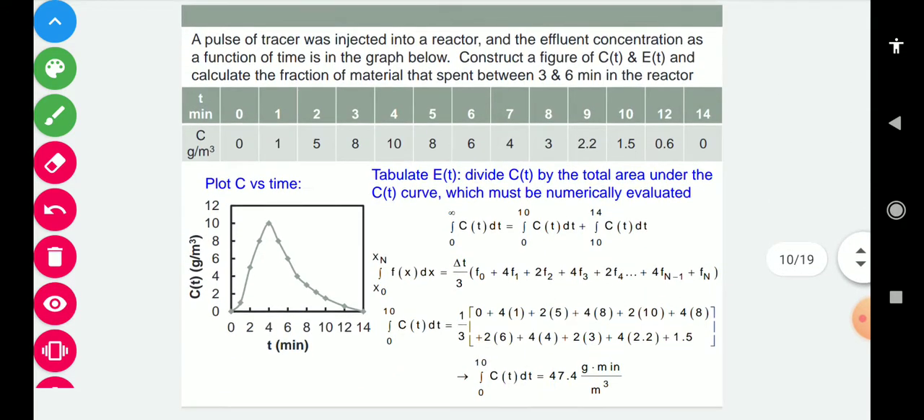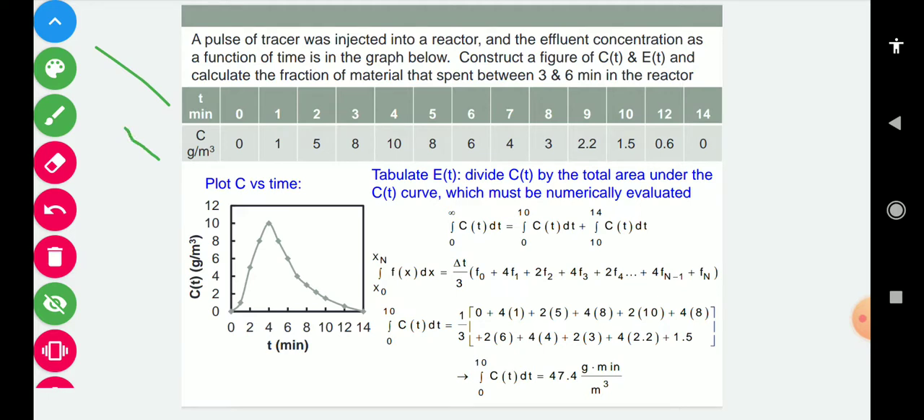Now let us take one example. A pulse of tracer was injected into a reactor, and the effluent concentration as a function of time is in the graph below. Construct a figure of C(t) and E(t) and calculate the fraction of material that spent between 3 and 6 minutes in the reactor. So this time in minutes is given and this concentration is given.